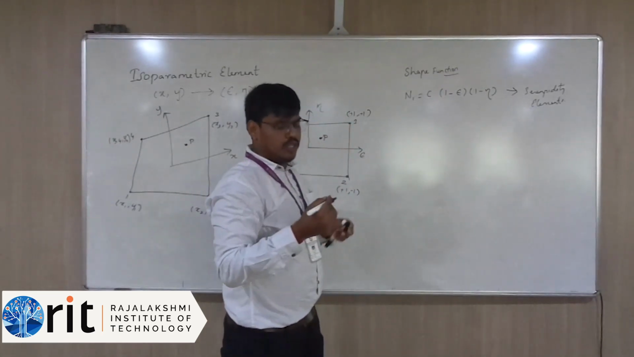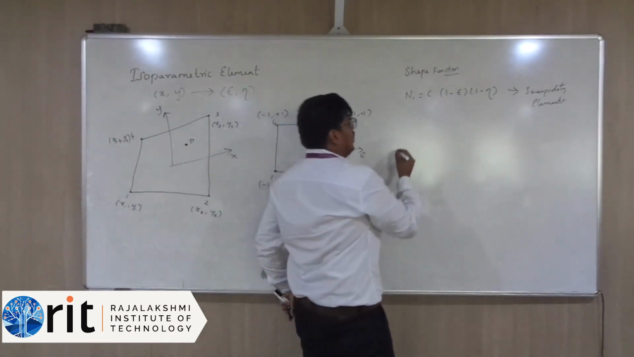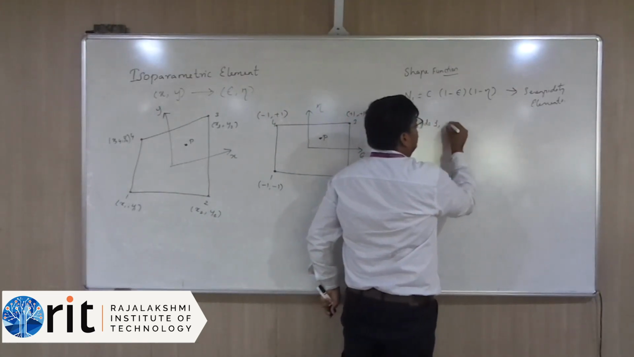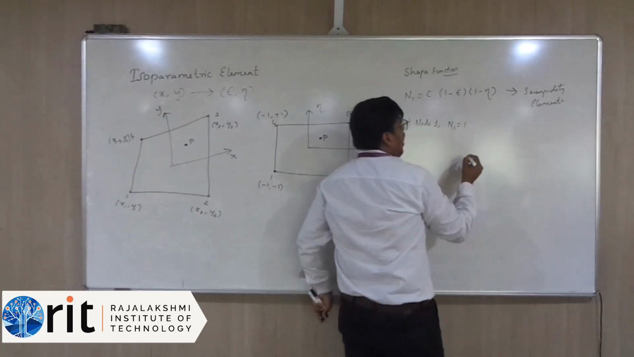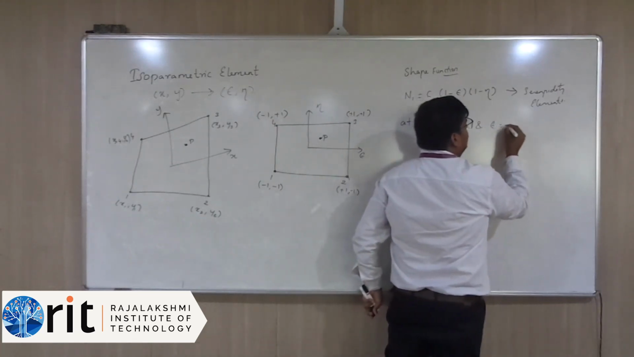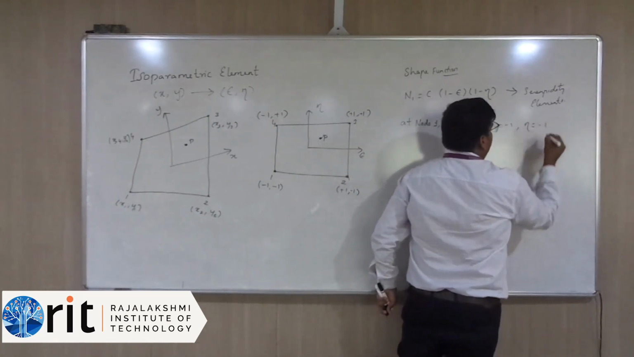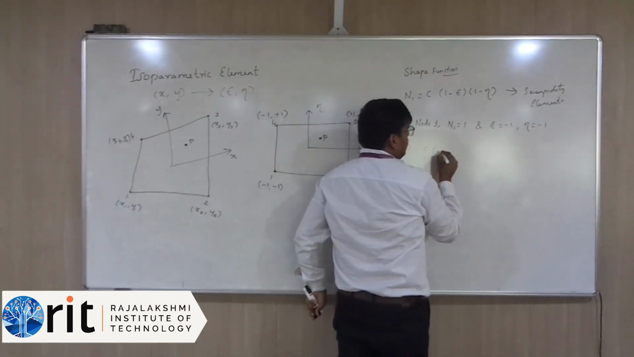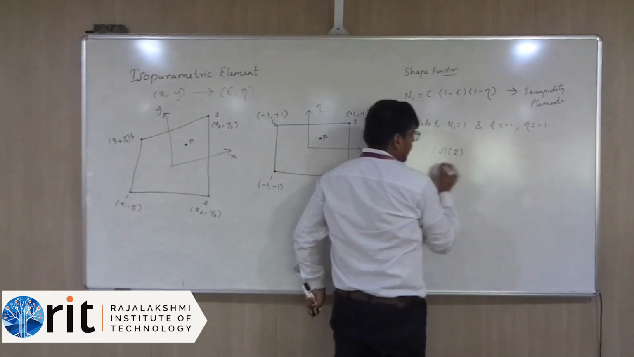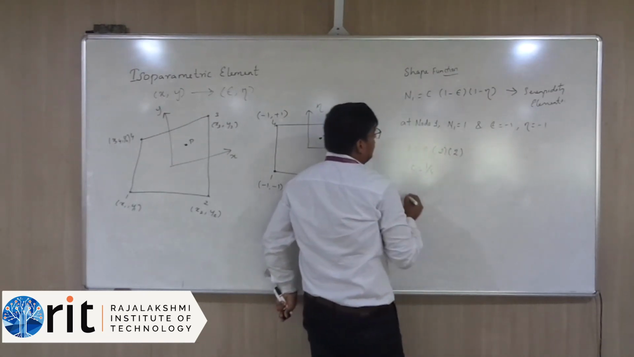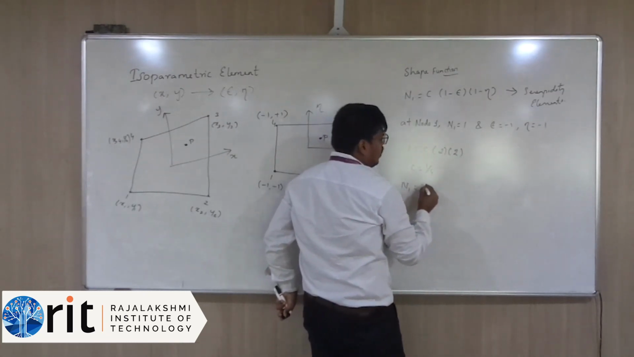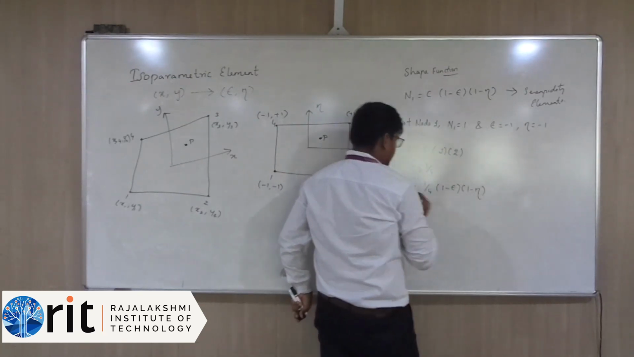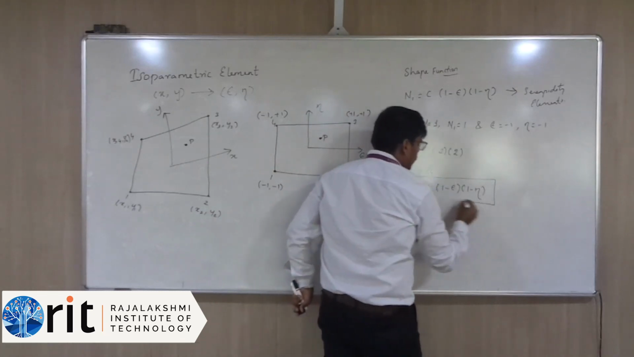Now we have to substitute the boundary condition. We already know that at node 1, the shape function N1 is 1 and the values are epsilon equal to -1, eta equal to -1. If I substitute in this, 1 equals constant into 2 into 2, then I will get the constant equal to 1 by 4. So the shape function N1 equals 1 by 4 (1 minus epsilon)(1 minus eta). This is the shape function for node 1.